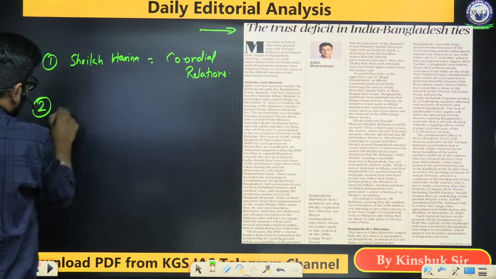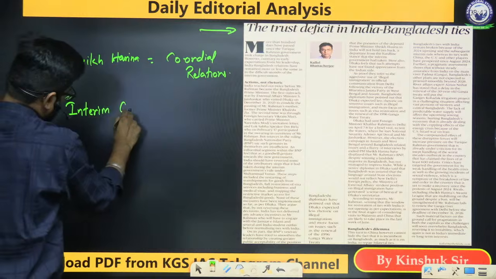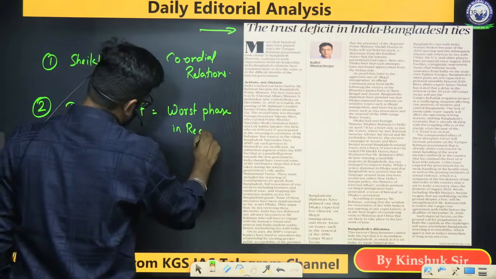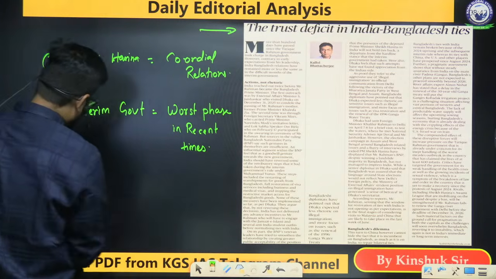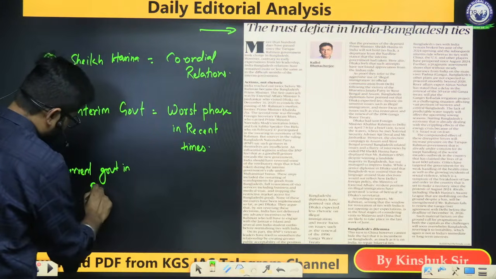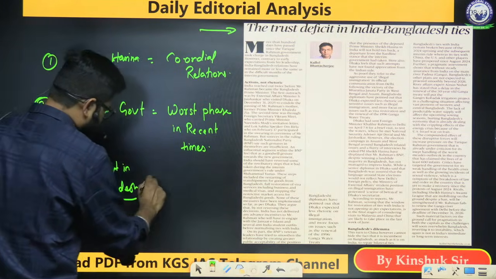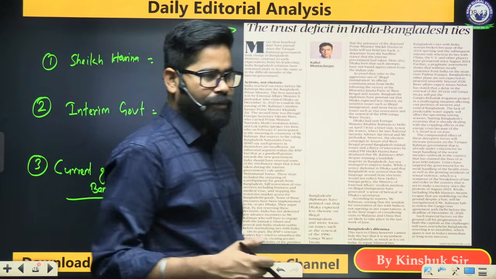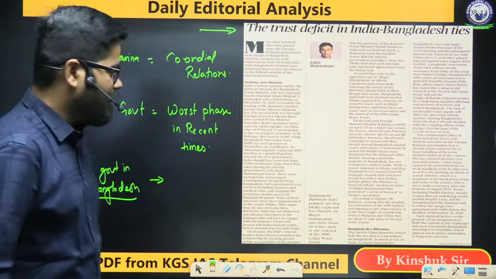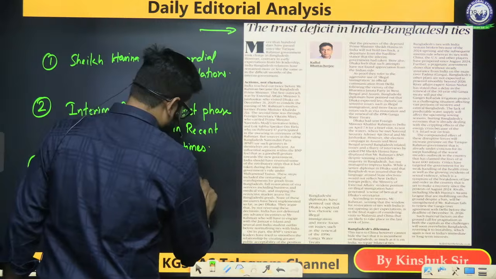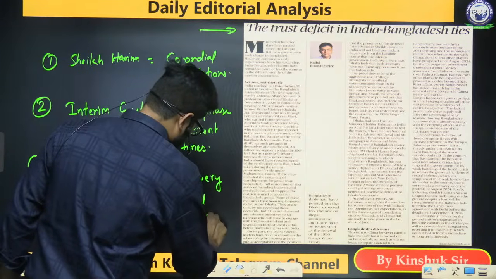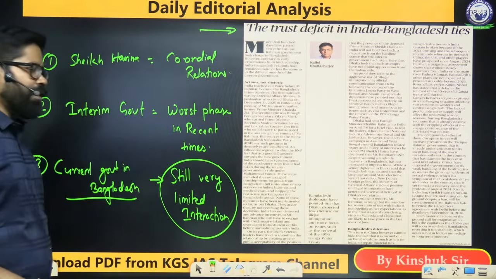Then we have got the interim government, the worst phase in recent times. And the third part, the current government in Bangladesh. If we look at this, the relations between India and Bangladesh have failed to restart. It is something which has failed to restart. Still very limited interaction.